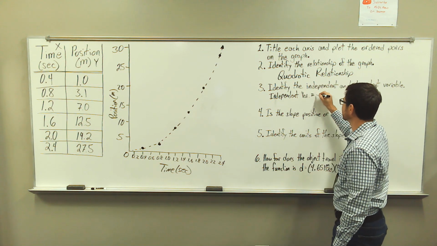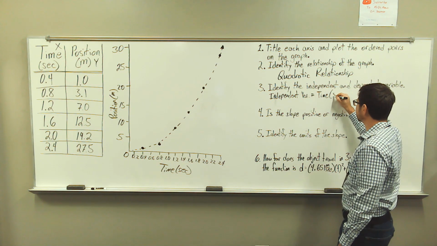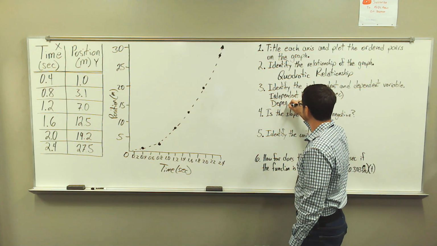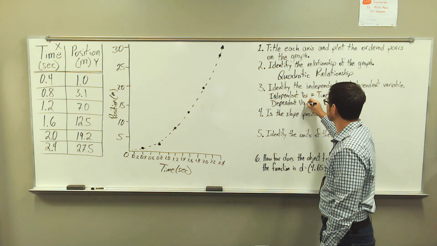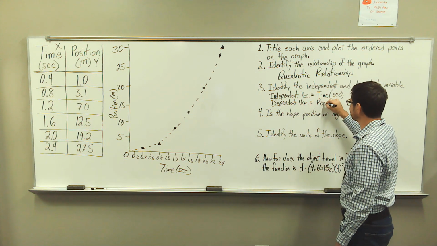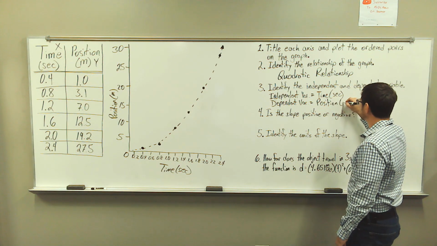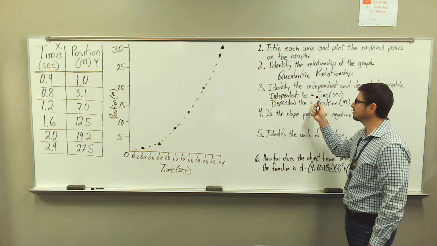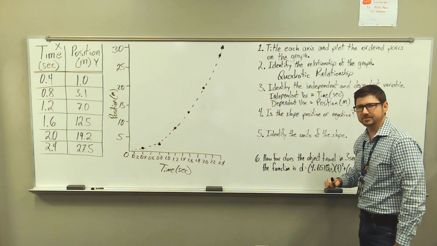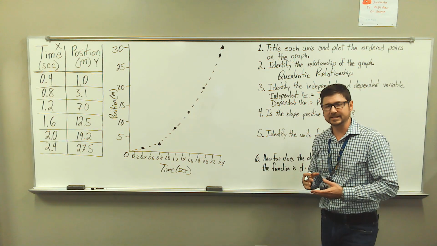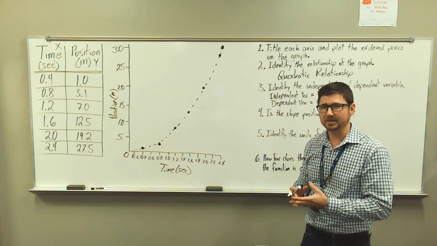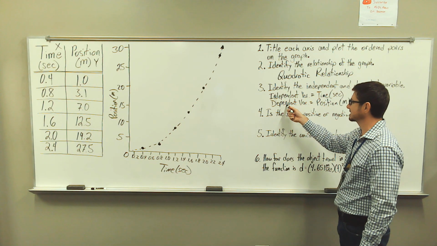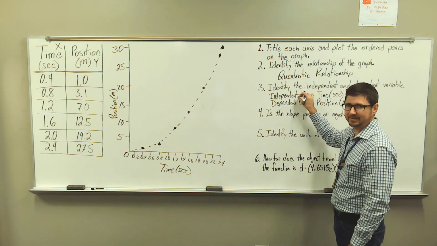So the independent variable is going to be time, and we have units of seconds. And our dependent variable is going to be position in units of meters, okay? So the independent variable is time, our dependent variable is position. Remember that the independent variable is the variable that is changed or manipulated in an equation or an experiment, okay? So our dependent variable depends on our independent variable.